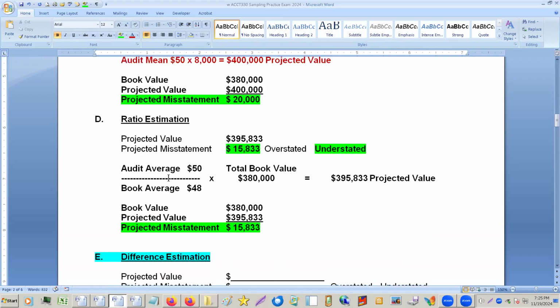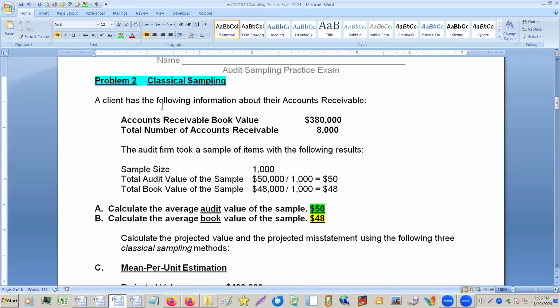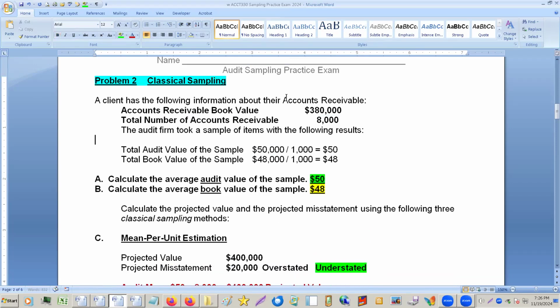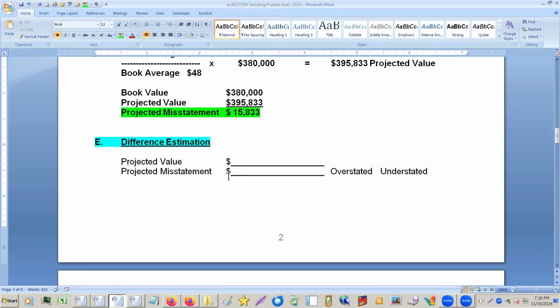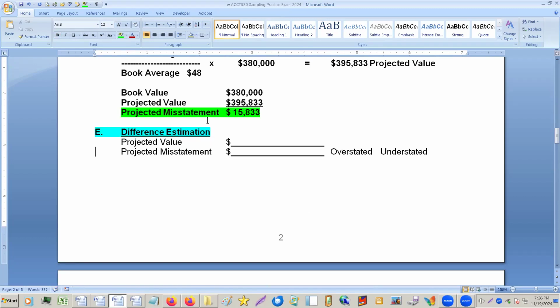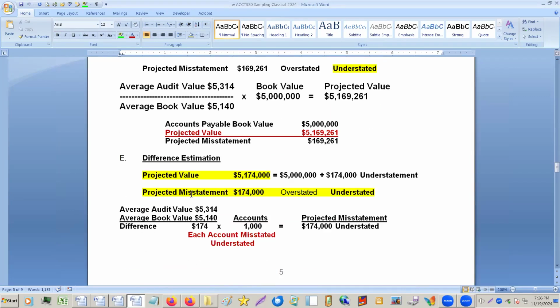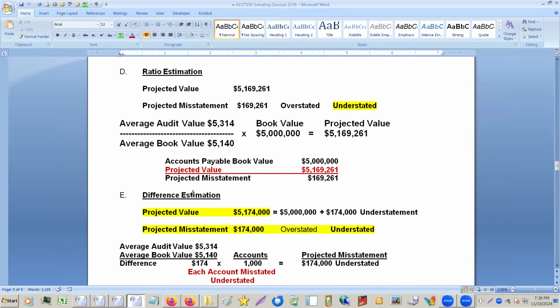And difference estimation is probably the one that people miss the most on this, just because it's wacky and you get the misstatement first. You've got to kind of back into it. Okay, so I'm going to cheat again and look and see how I presented this one.